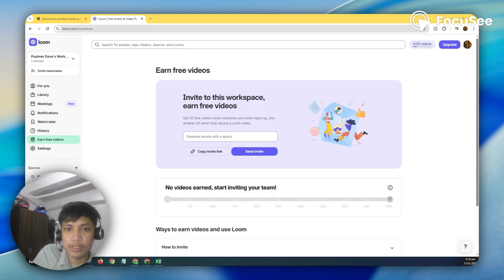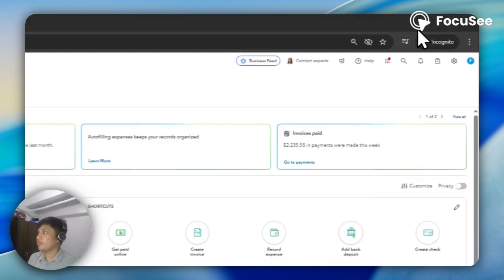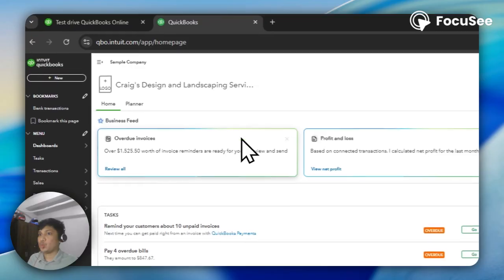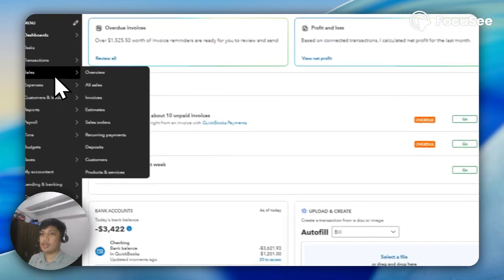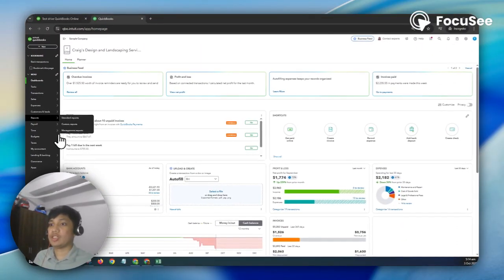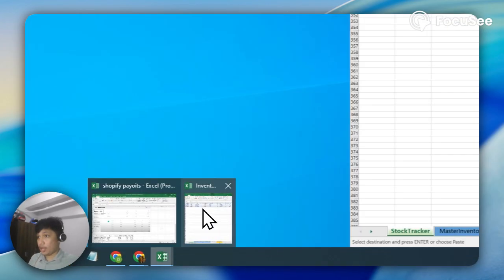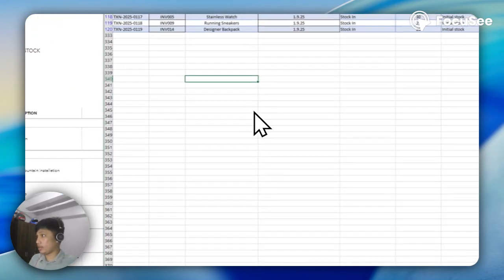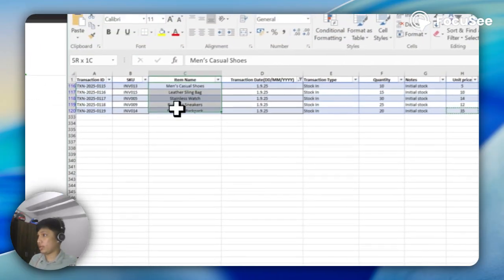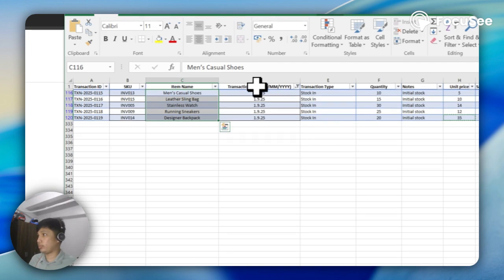Hello, on these records, I'll show you how to do inventory on QuickBooks. First, here on the sample company, I'm going to sales and then products and services. I have here the inventory items that I'll save on QuickBooks.